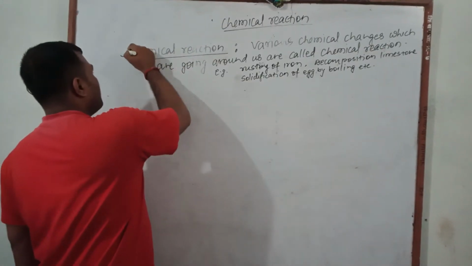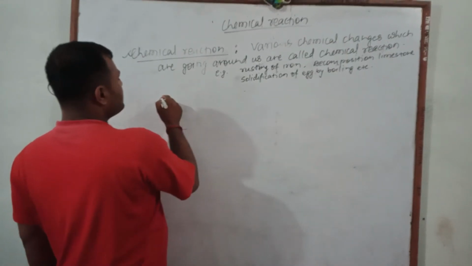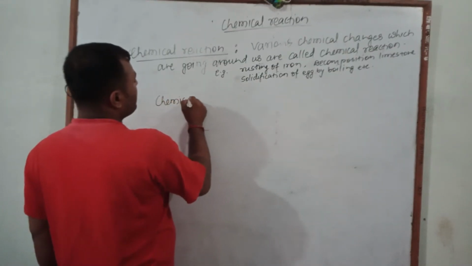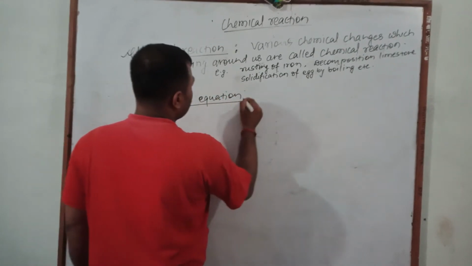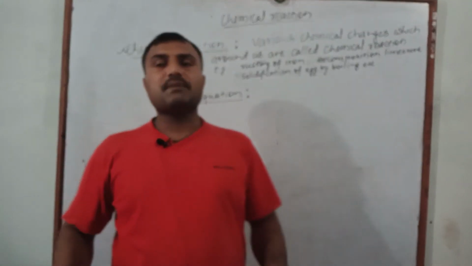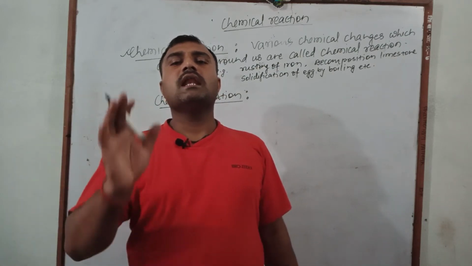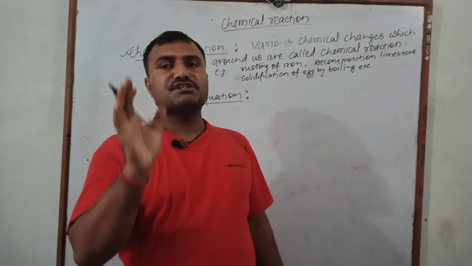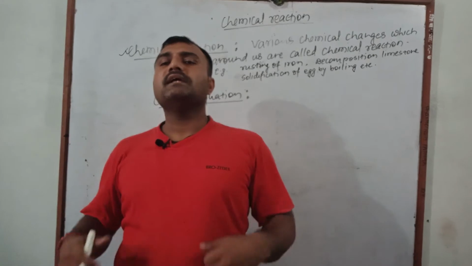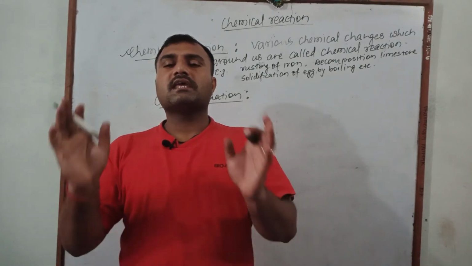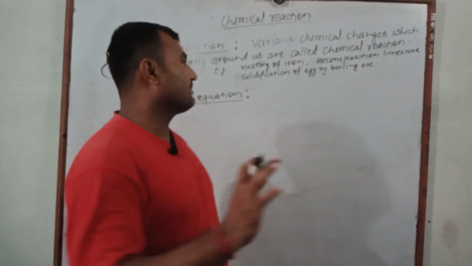And here, how is a chemical reaction represented in chemistry? It is represented by a chemical equation. Like in mathematics, we express various types of mathematical equations. These equations are called the language of mathematics. In the same way, various changes in chemistry are represented by equations, which are called chemical equations, and they belong to the language of chemistry.